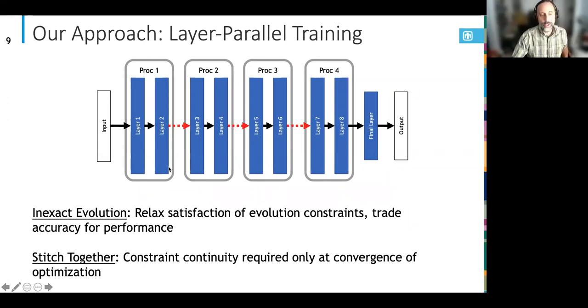The way we're going to do that is we're going to assume an inexact evolution. As I said, that's a repeated theme. You'll see it at least once more. And then we try to stitch them together in some way at the end so that we actually converge to a correct neural network solution.